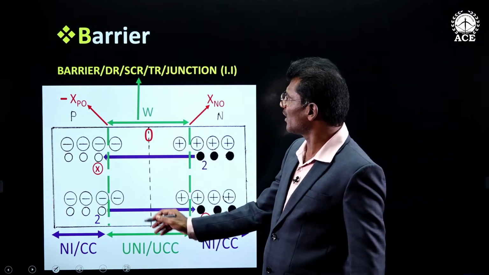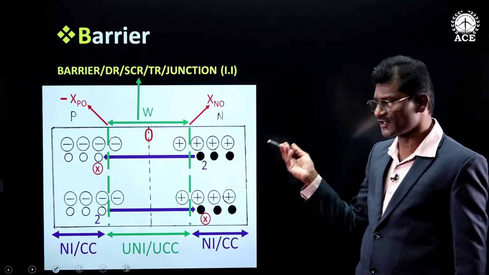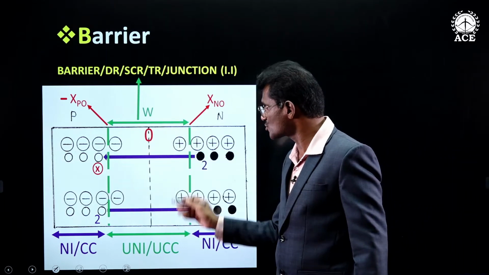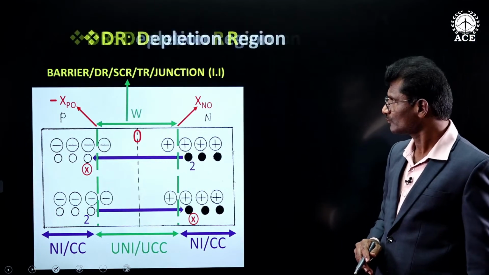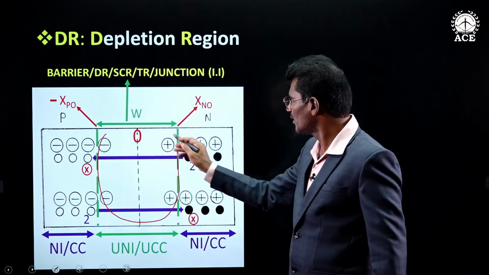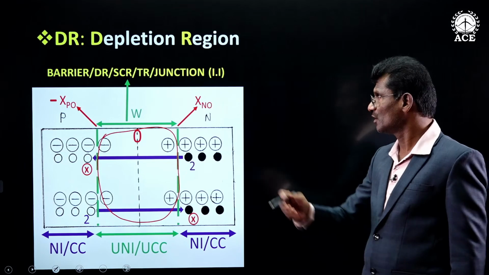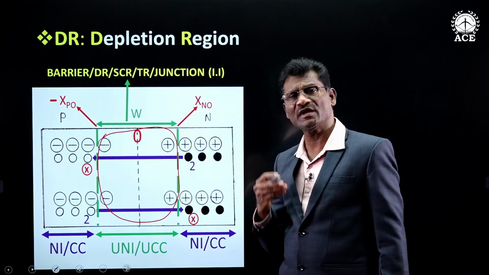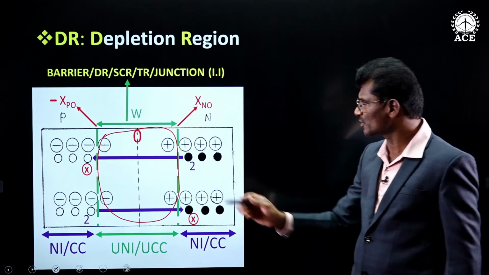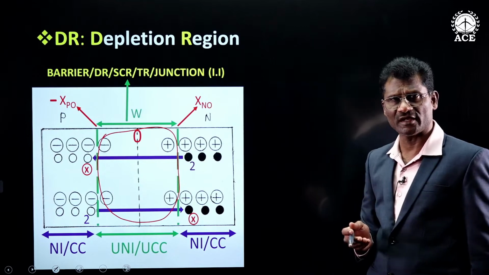This central area already is called the barrier, that you know. Why? Because it is stopping the diffusion process. And this central area is also called the depletion region or depleted region. Depletion in English means not existing. What is not existing in this area? Electrons and holes, charge carriers.